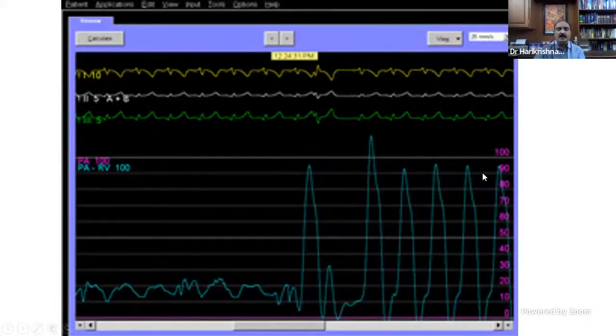Okay, now we'll go to the other group of tracings. Yeah, what is this?